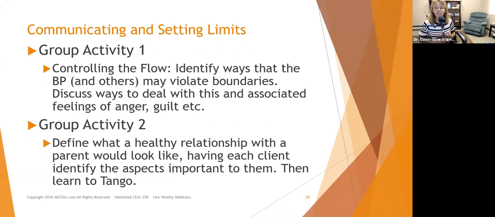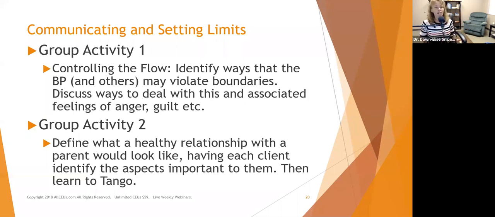We can identify the ways that the borderline person and others may violate boundaries, and discuss ways to deal with this and associated feelings of anger, guilt, resentment, yada yada, and even anxiety. Because if the identified patient has reacted in the past by self-harming, then there could be a high level of anxiety in our clients that if I set boundaries, she's going to try to overdose again, or she's going to try to kill herself again. So we don't want to minimize this because it's a real possibility.